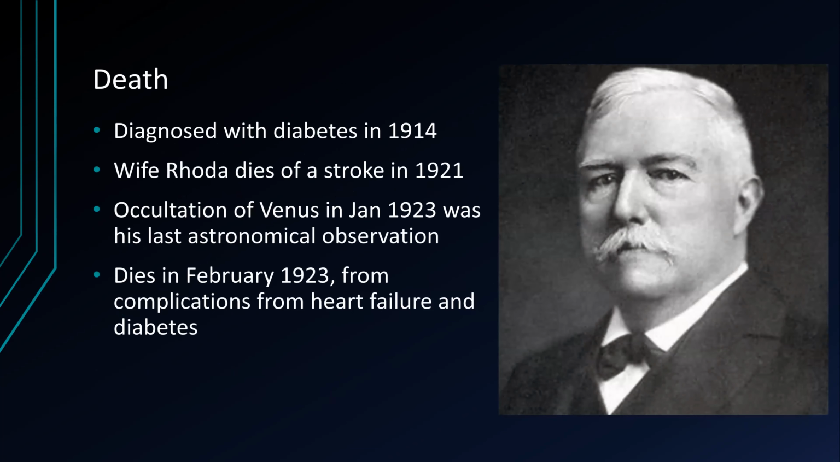Which leads us to the end of this presentation, exactly how he died. So he was diagnosed with diabetes in 1914, which, lacking the blood treatments we have nowadays, was very difficult for him to deal with. His wife Rhoda would die of a stroke about 7 years later.